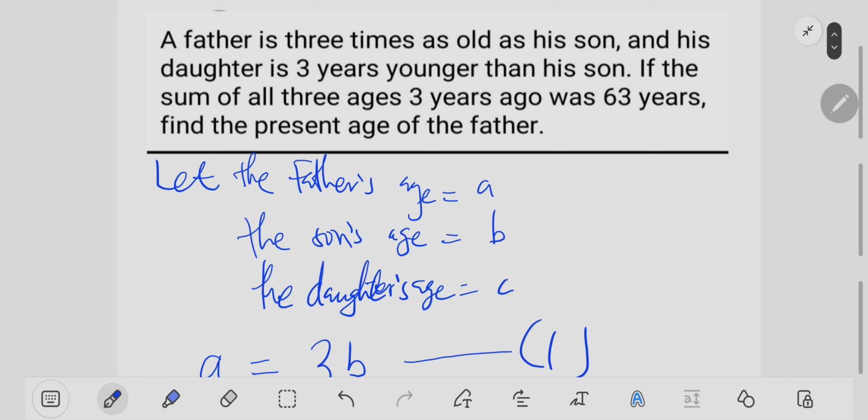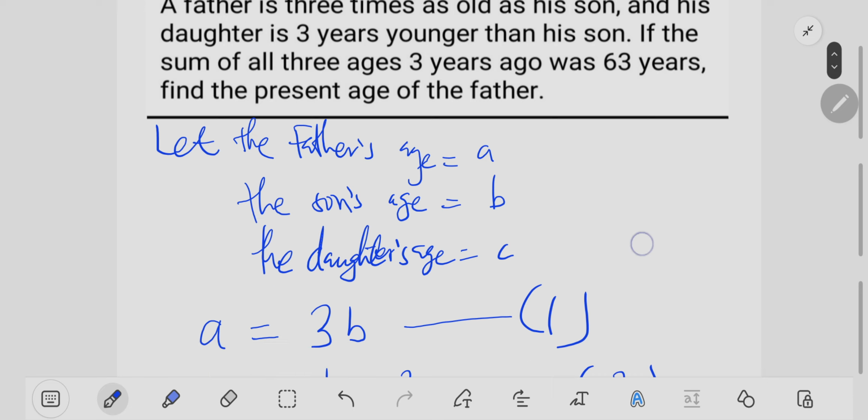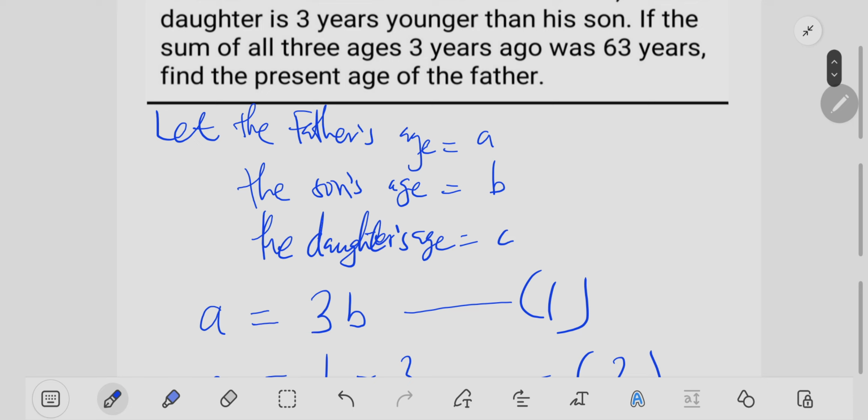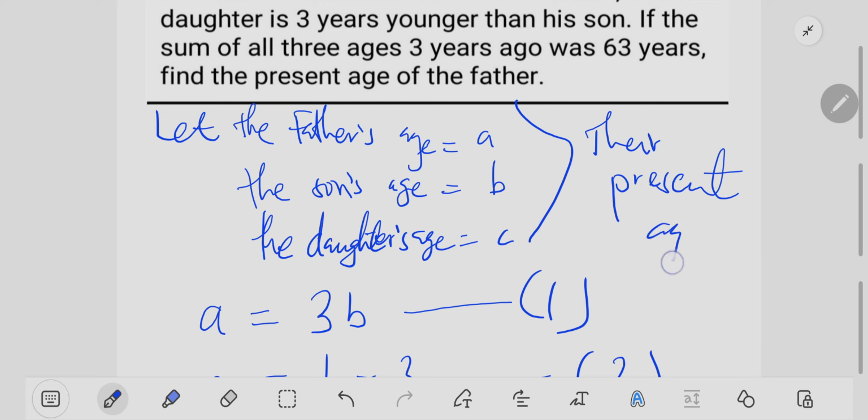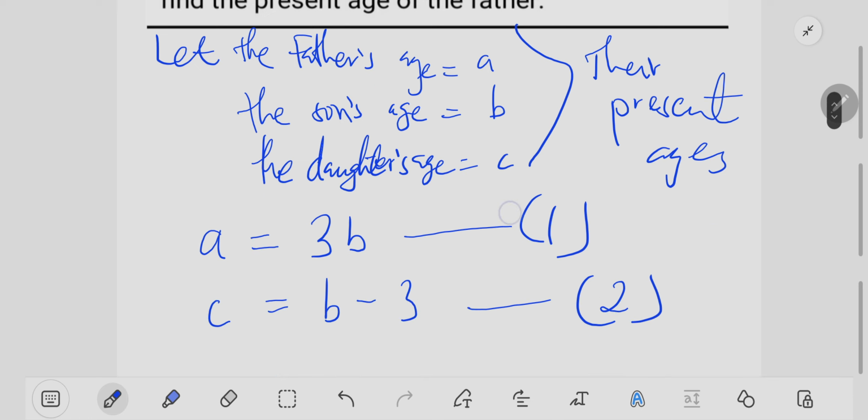Right, what does the question say again? It says, if the sum of all 3 ages 3 years ago, so you are dealing with the ages of the father, the son, and the daughter 3 years ago. Now remember, these ages represent their present ages. So if you want their ages 3 years ago, it's very simple. You just have to subtract 3 from each of these variables.